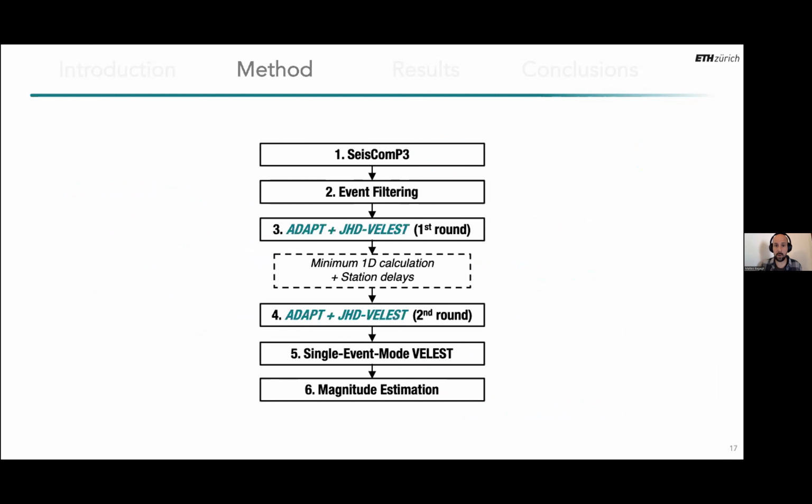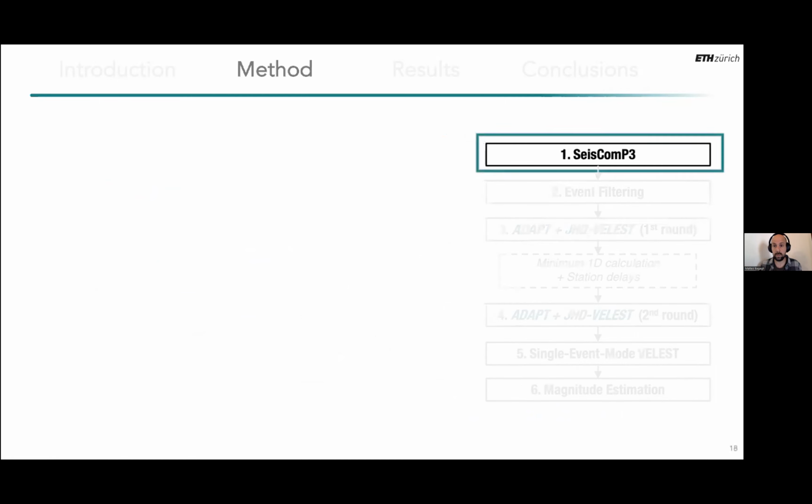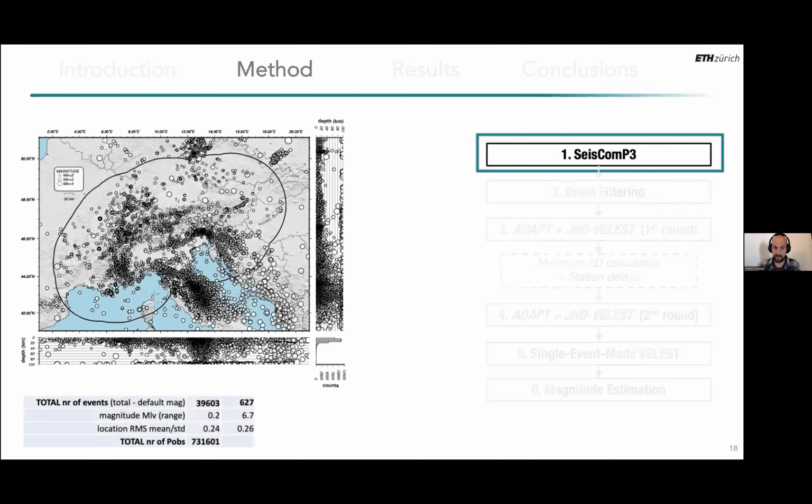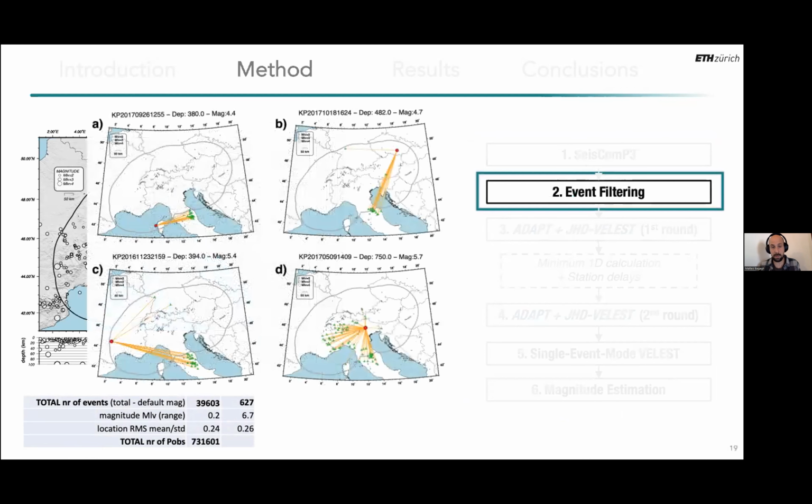It starts with the SeisComp3 program in order to provide a preliminary automatic catalog. As you may see, the continuous data stream provided almost 40,000 events. Unfortunately, though, many of these events are outside our area of interest. Plus, some of them are erroneously associated, so-called fake events.